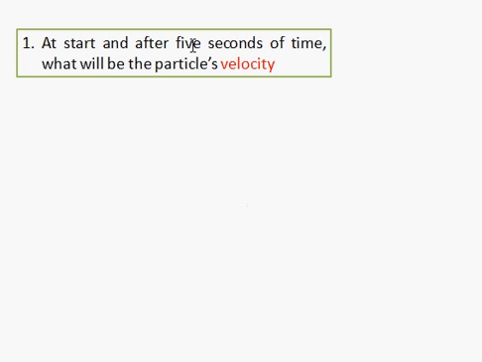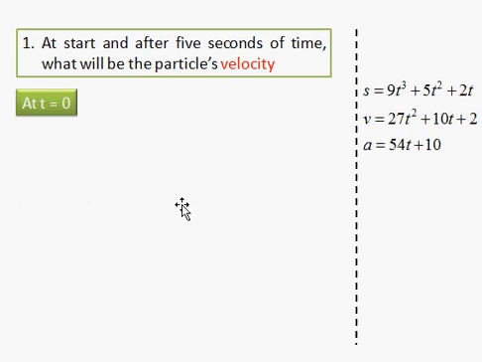The first question is about, at start and after 5 seconds of time, what will be the particle's velocity. At start means when the time is 0, that's what it means. That is the first question. And another question in the first one is after 5 seconds of time. So first we have to find out what it is at t equal to 0, and second, what will be the velocity when time equals 5 seconds.